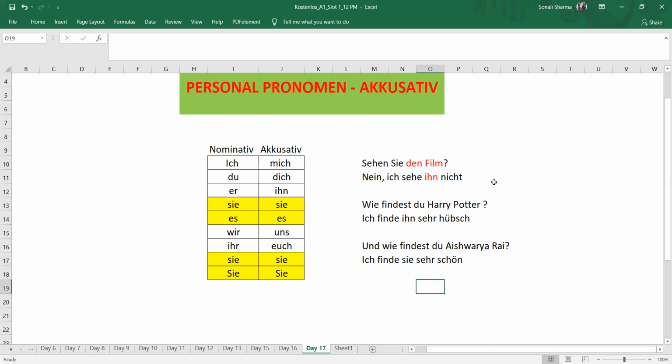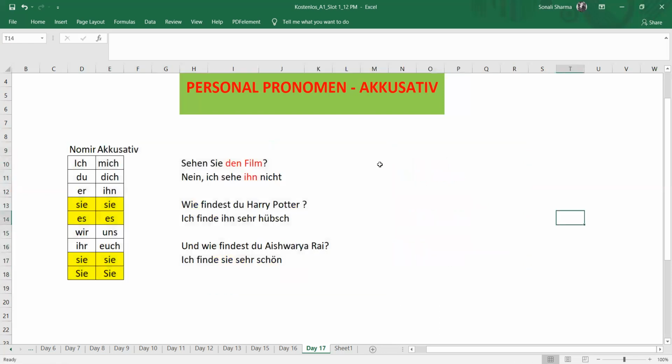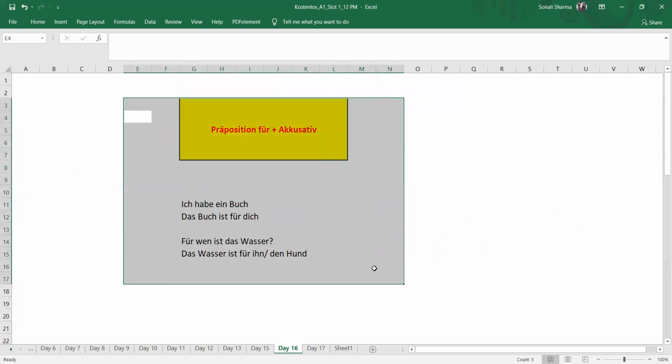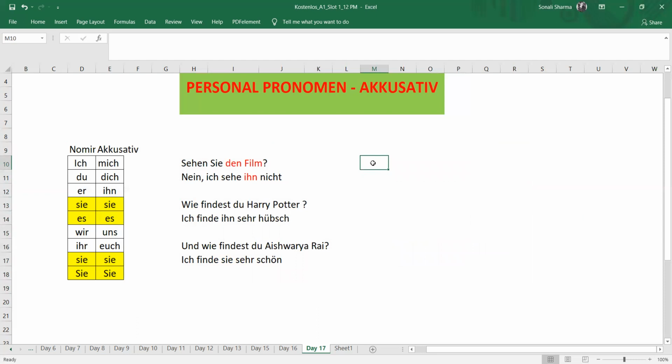Okay. Let's check more examples. Okay, so I'll just move this thing here. Now these examples are going to help you because in our last session we did the prepositions with accusative. So I will be taking more examples on this only. So this will be revised. Okay, next example: Der Kuchen ist für sie.